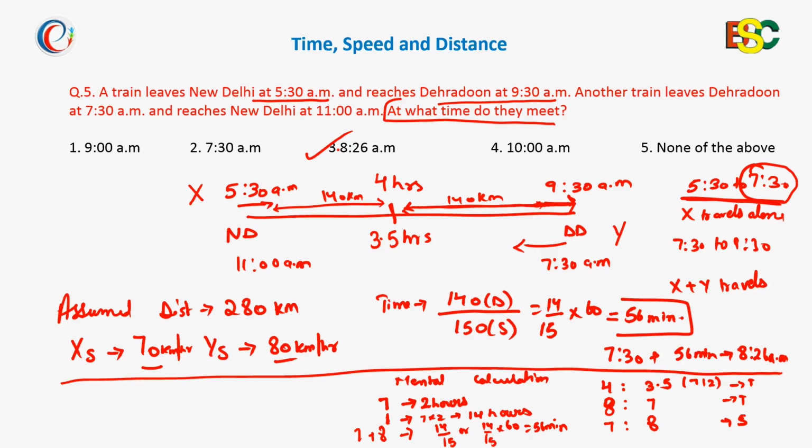Calculation is very little and time taken is very little. So in the exam you have to follow this approach only, and your answer will be the same. After adding 7:30 with 56 minutes, it is 8:26 a.m.